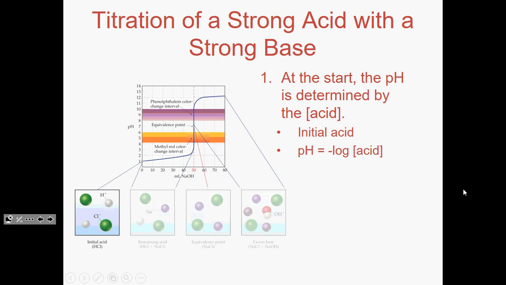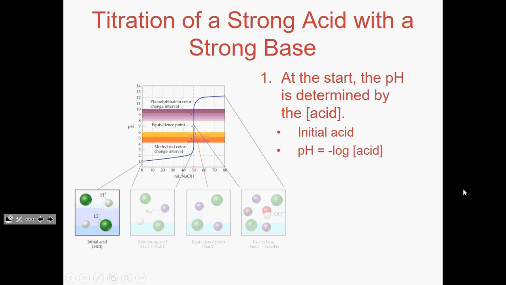Now, what species is present? Well, as a strong acid, it's dissociated 100%. So we basically have H+, and then we have our anion, in this case Cl-, since it was HCl. We've got 100% broken apart, so there is no HCl stuck together in its molecular form.